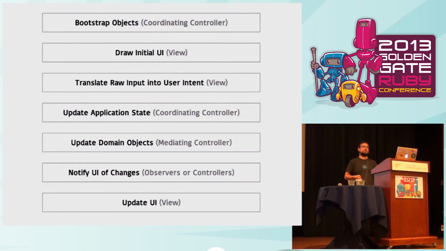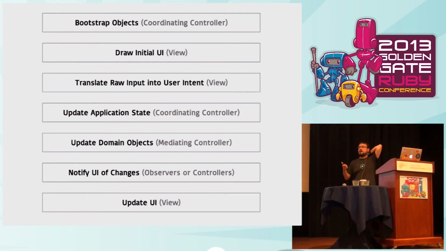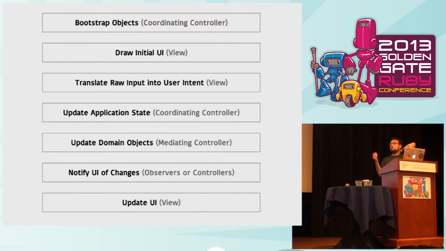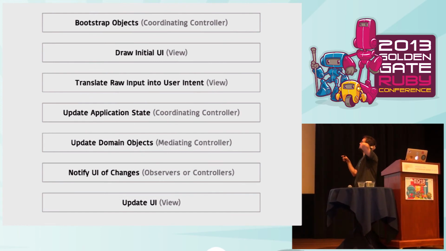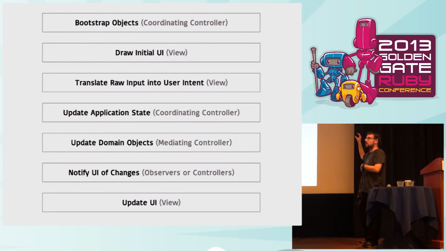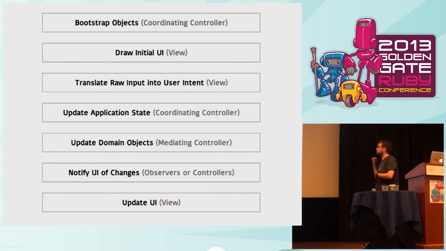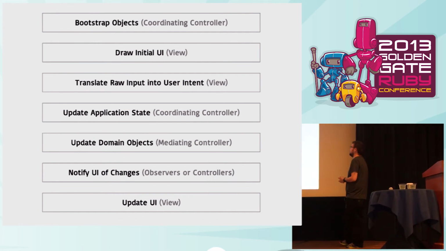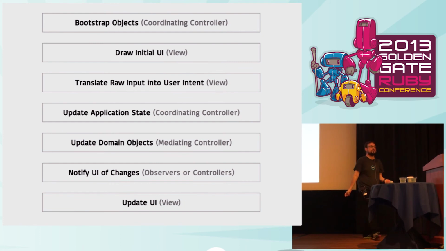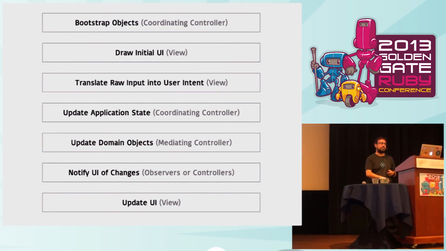So let's look at this diagram in terms of Cocoa. Objects are bootstrapped. Awesome, we finally have an answer in the coordinating controller. The initial UI is rendered using the view. The view is also responsible for taking the raw input, the mouse down at position 12, 17, and converting that into user intent. But then it immediately goes and says, hey, you clicked the logout button, let me notify the coordinating controller for application state, or you typed some text, let me notify the mediating controller. So now you'll notice there are multiple different objects responsible for each of these things, and then the UI is notified of changes either via observers, if you're lucky, or controllers. This is the same old story, and updating the UI happens via the view.